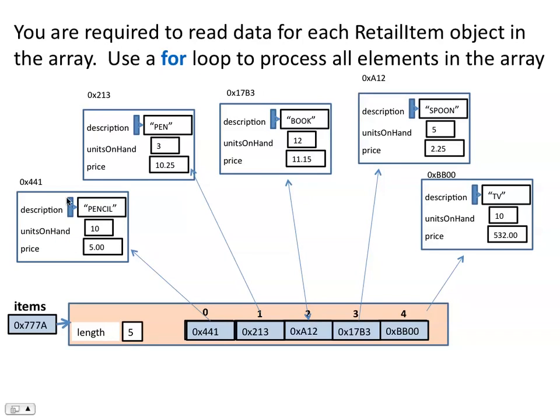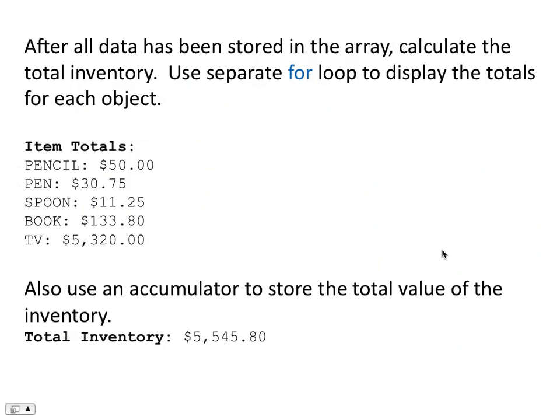Overall, you're required to read data from the keyboard and store it in all 5 different objects of the array. You should use a for loop to process all the elements in the array. After all data has been stored, calculate the total inventory. I want you to use a separate for loop from entering data to actually doing the calculation and displaying the totals. So there should be at least 2 for loops in your program.